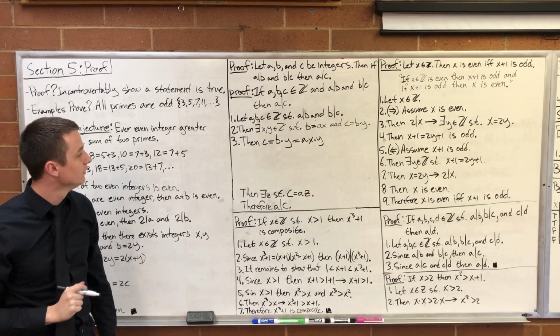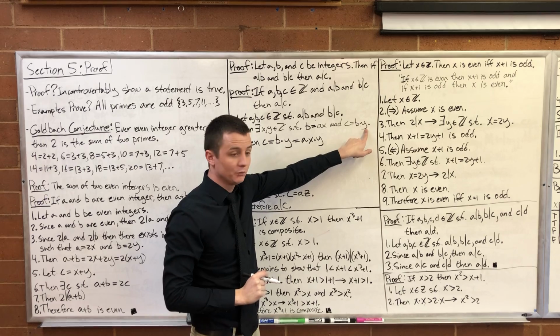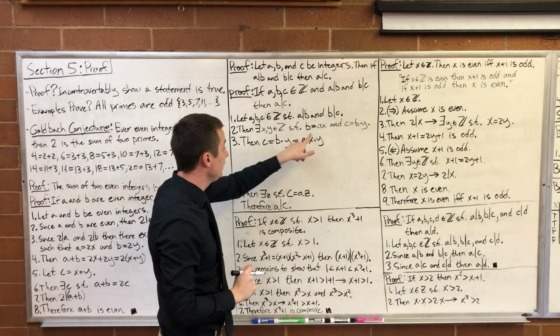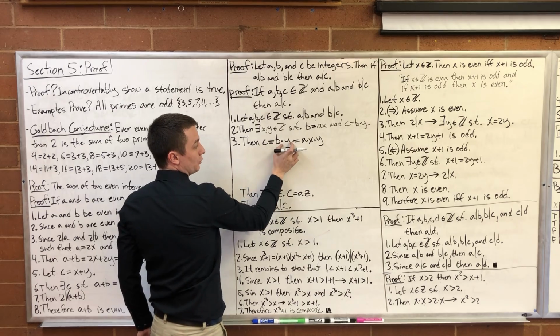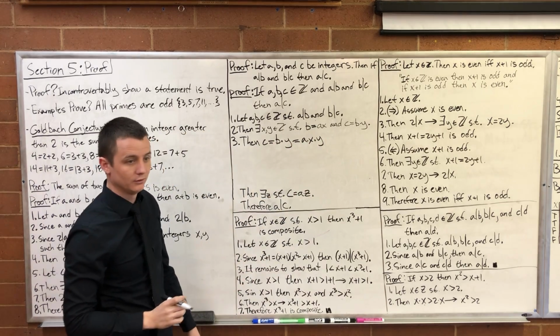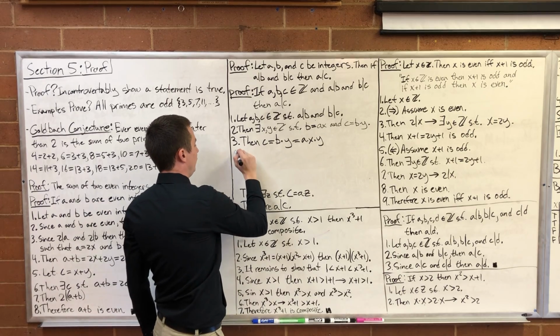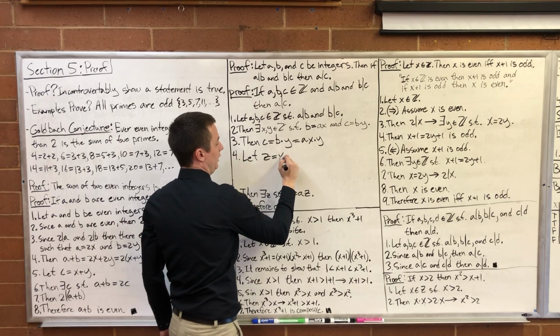Right? Now we have a times something, which is C, equal to B times Y. And B is equal to A times X. Oh, okay. So C is equal to B times Y. Okay. Right? Let Z equal X times Y.